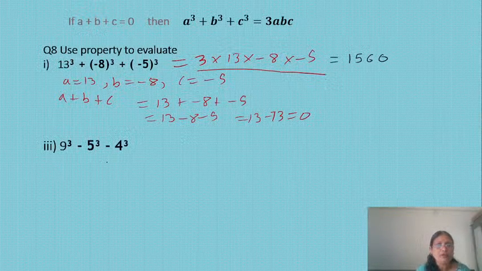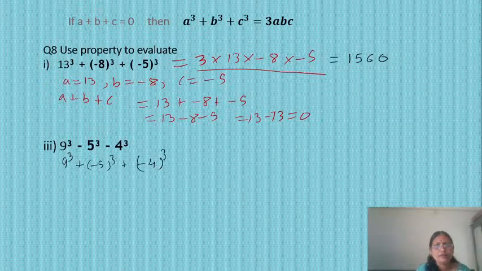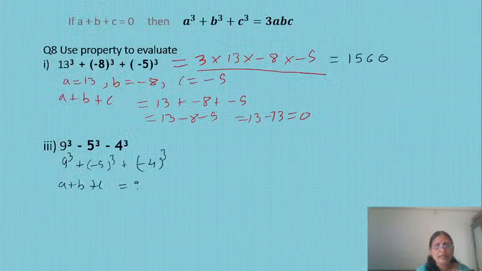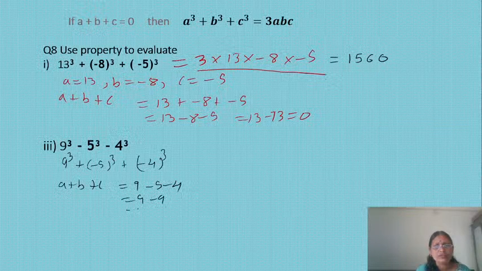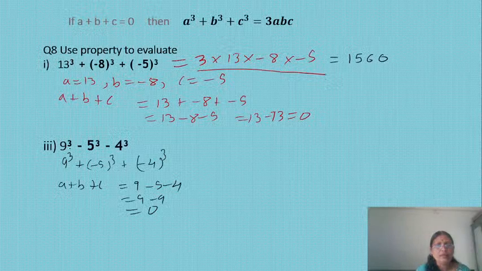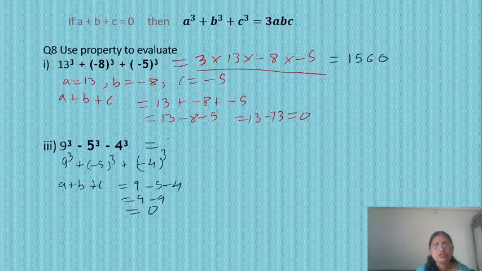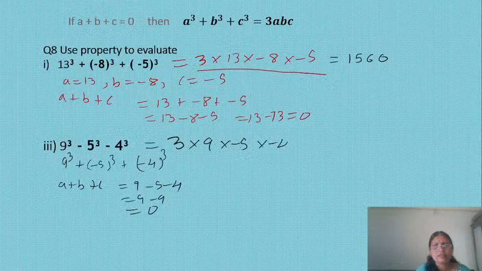Got it? Now here again, let us write this as 9 cube plus minus 5 cube plus minus 4 cube. So again let us add this, a plus b plus c. We get 9 minus 5 minus 4, which is 9 minus 9, which is 0. So that is why this a cube plus b cube plus c cube is going to be 3abc. So this is going to be 3 multiplied by 9 multiplied by minus 5 multiplied by minus 4.